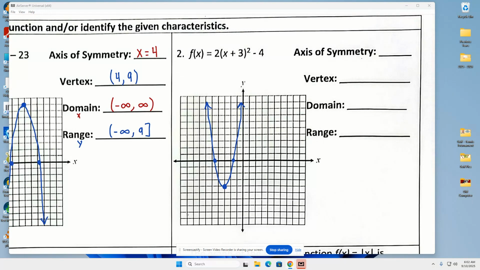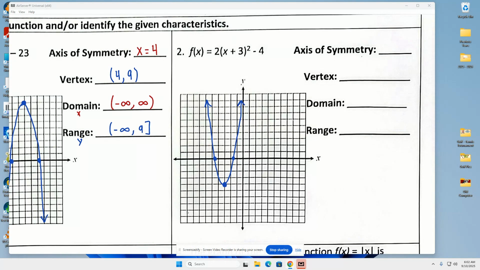All right? Doesn't have to be a perfect graph, but it does need to start with your vertex, and it does need to cross your x-axis in pretty much the right spots. Doesn't have to be perfect, but pretty much right. So now again, let's start with this vertex. We knew it was negative 3, negative 4.